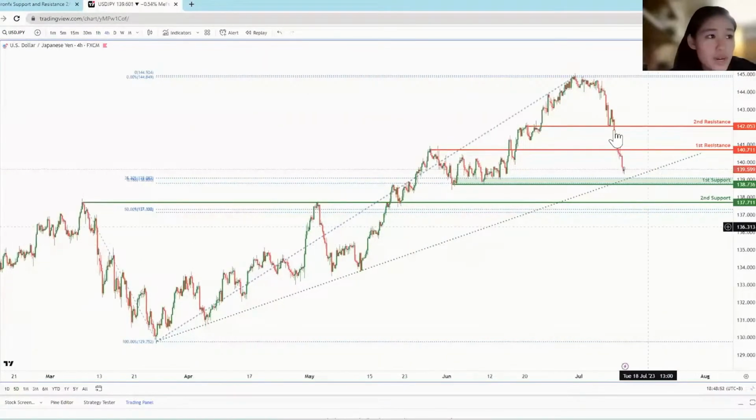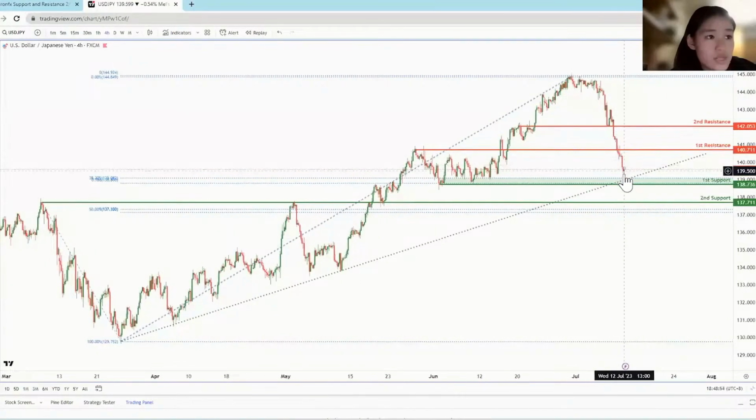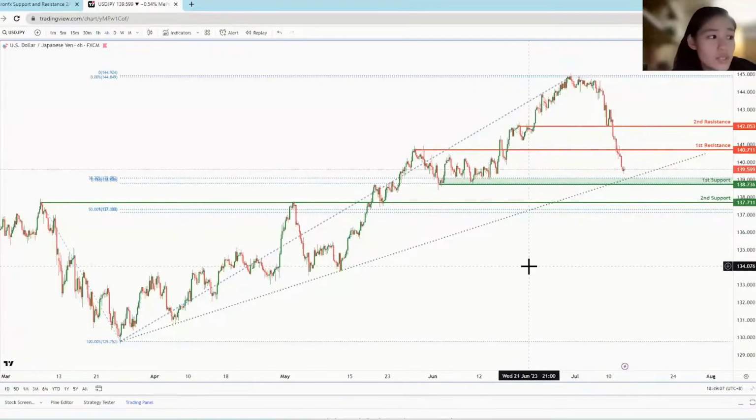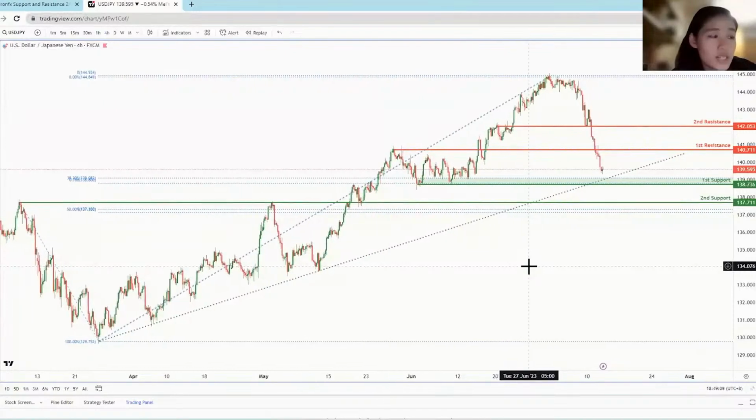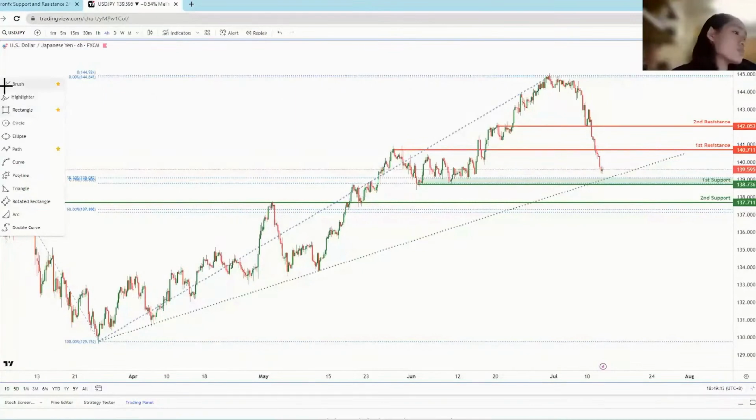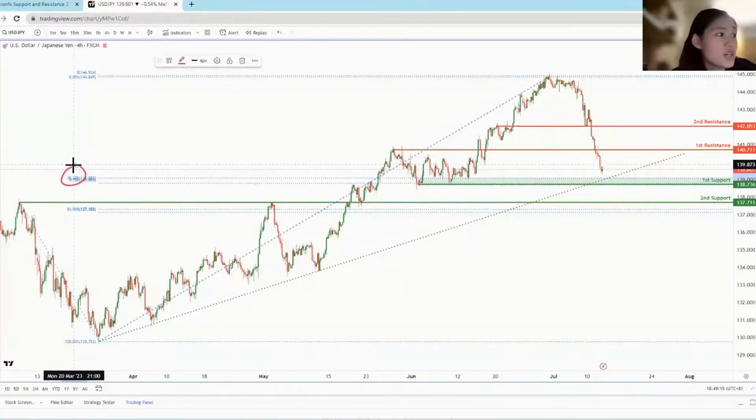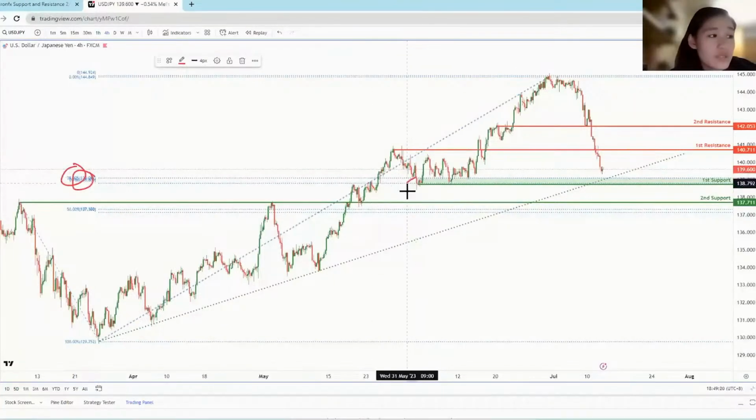So we can expect price to continue moving downwards from our first resistance all the way towards our ascending trend line. Okay, and it's likely to reverse off of this trend line as well. Why? And how do we know it's going to continue within the ascending trend line? Because we have these two Fibonacci retracements and projections lining up nicely. And we also have these two swing lows here.